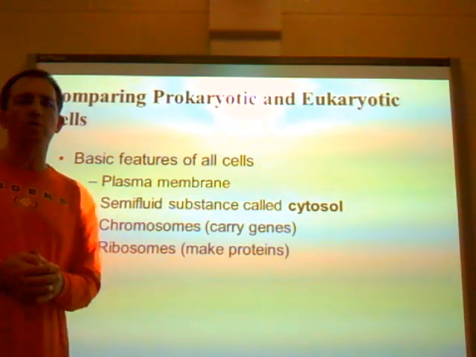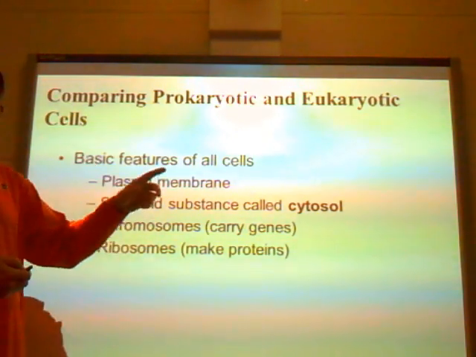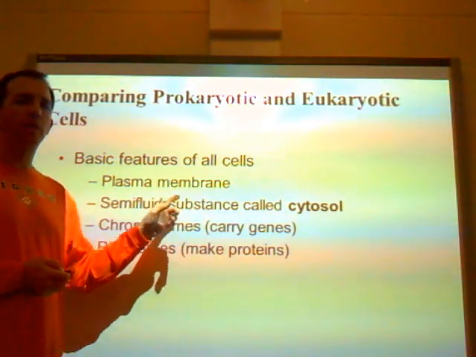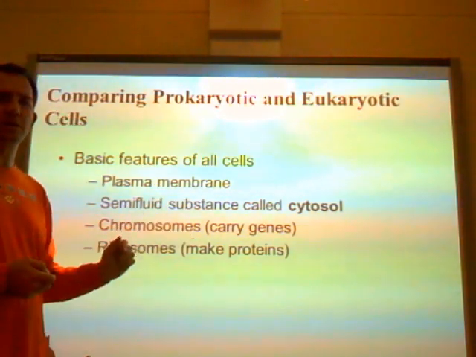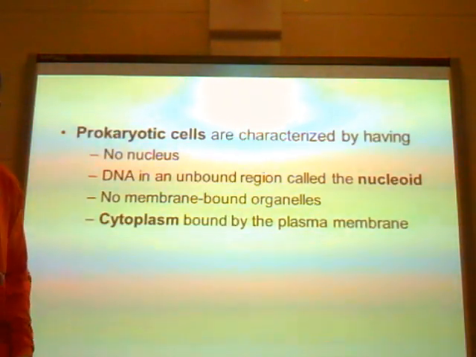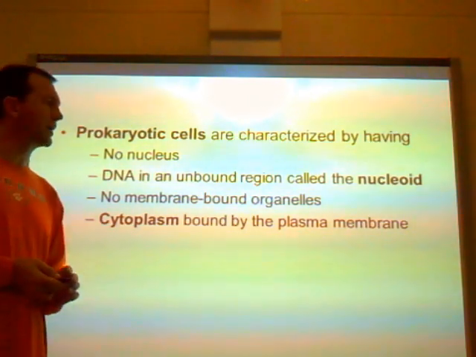So again, if we were going to look at those 5 things, we would say that all cells, whether prokaryotic or eukaryotic, are going to consist of a cell membrane. They're going to consist of cytoplasm or cytosol, DNA, ribosomes, and also a cytoskeleton. So let's begin with the prokaryotic cells.